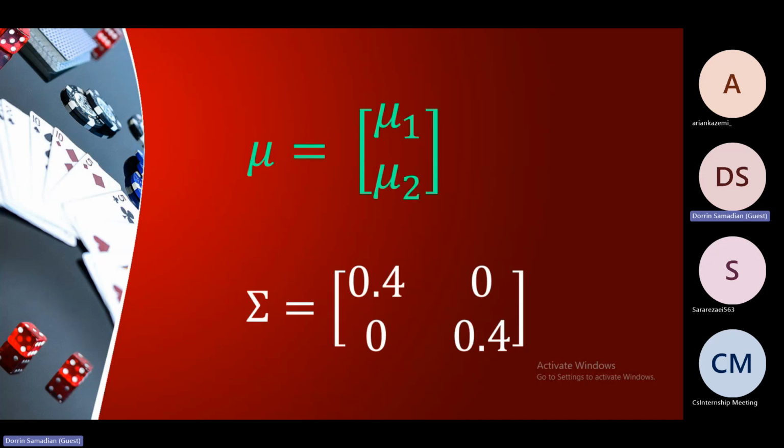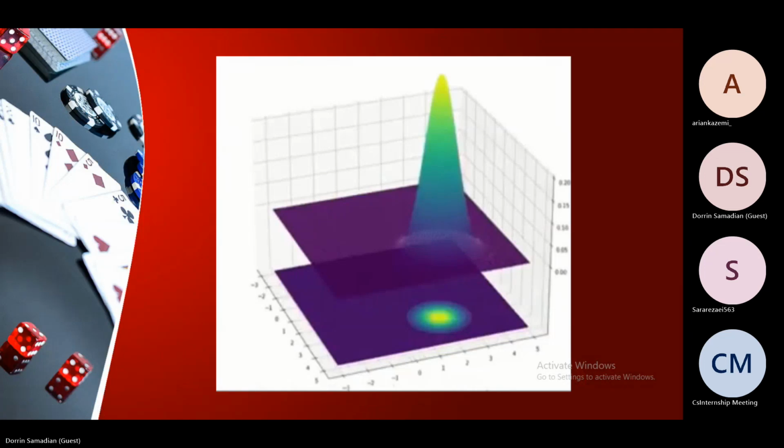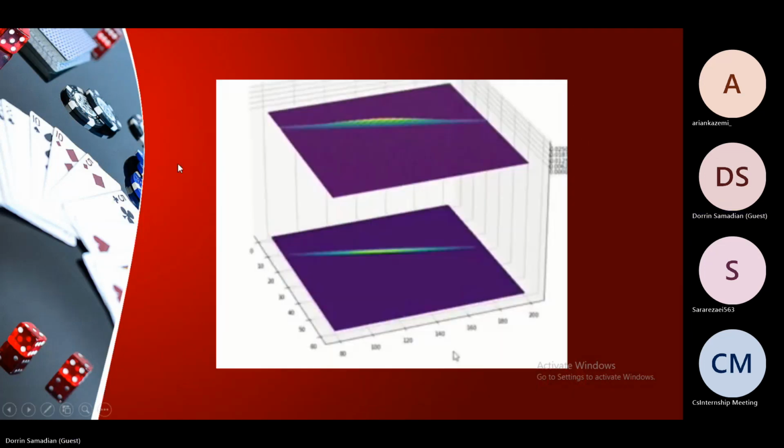But in other examples, see this one is higher. This one is a lot lower, and as you can see, the spread has changed a lot.